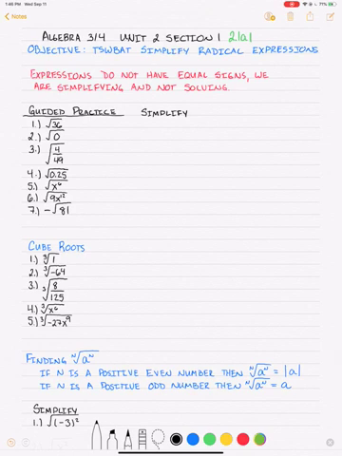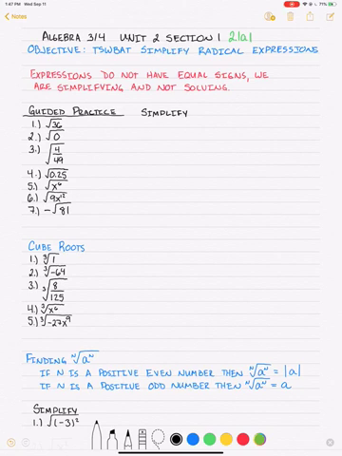All right, we are starting Unit 2, Section 1. This is Objective 2.1A1. The objective is the student will be able to simplify radical expressions. Just as a reminder, expressions do not have an equal sign, so we are simplifying, we are not solving. We're starting off with a few examples of radicals.